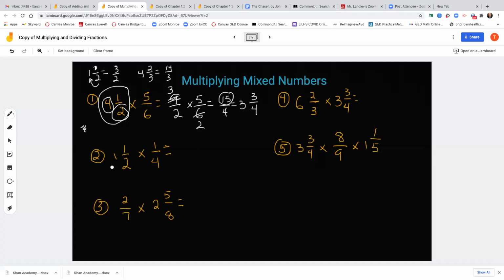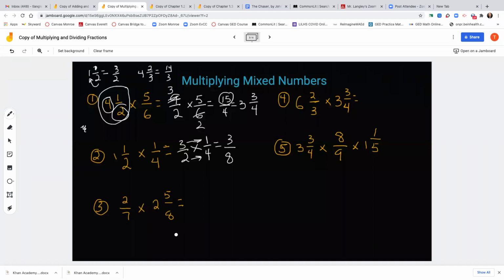All right, number 2 here. I've got a mixed fraction. I'm going to change it. 2 times 1 is 2 plus 1 is 3 over 2, times 1 over 4. I ask myself, can I cross cancel? No. And I get 3 over 8. When I multiply this times this, I get 3. This times that gives me 8.